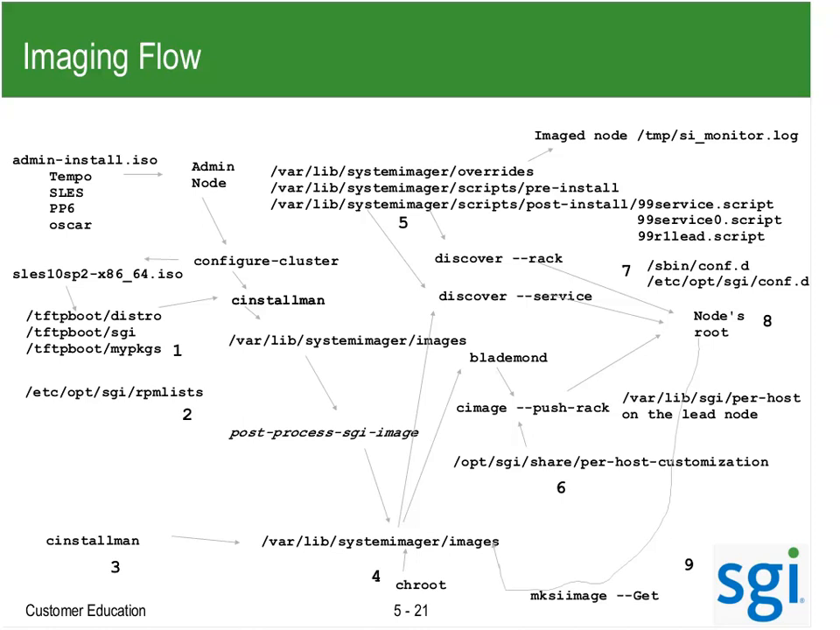So the third thing I can do is, for example, I can do a cinstallman yum image install PCP. So I can fire off yum commands that are going to make changes within the image. So I can install, erase, that sort of thing. I can also apply updates to the images with cinstallman.